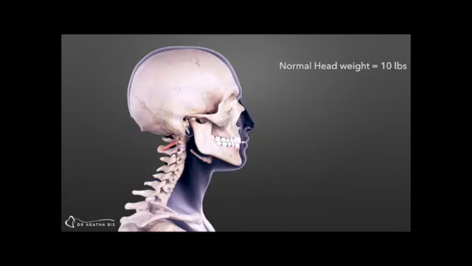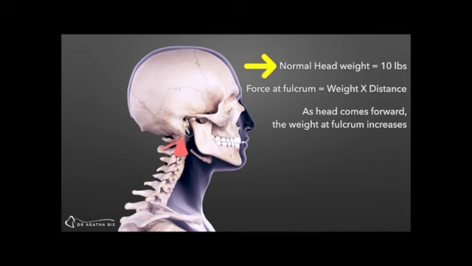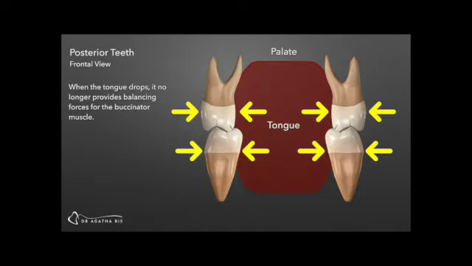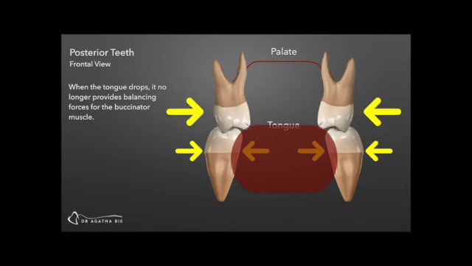Now, a normal head weighs 10 pounds or so, and the force at the fulcrum is measured by weight and distance. So if you move your head forward, the weight at the fulcrum increases. And you go from 10 pounds to 40 pounds, which is why most of these patients have neck, shoulder, and back pain. So when the tongue drops, it no longer provides balancing forces for the buccinator muscle. So the teeth tip in, and you get a narrow upper arch.